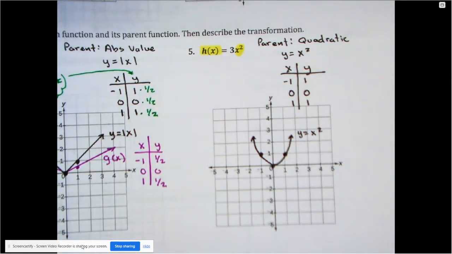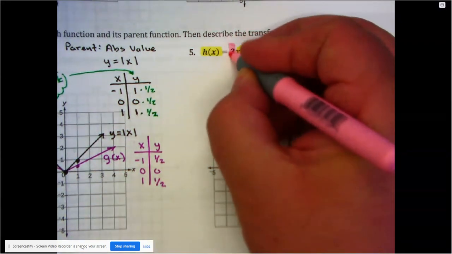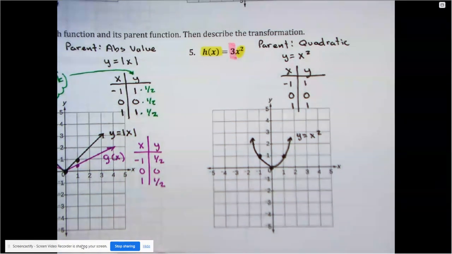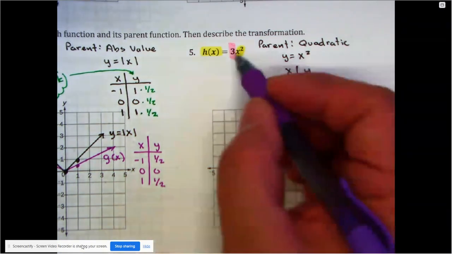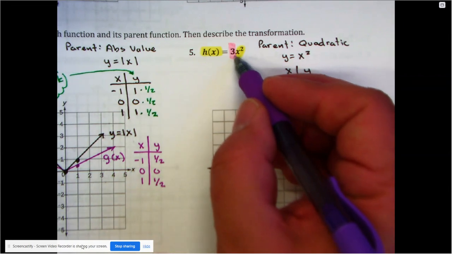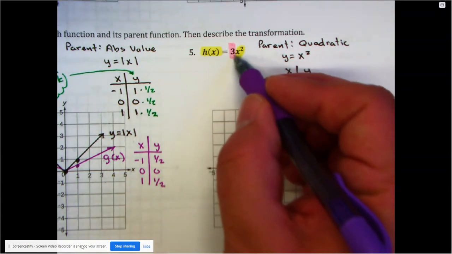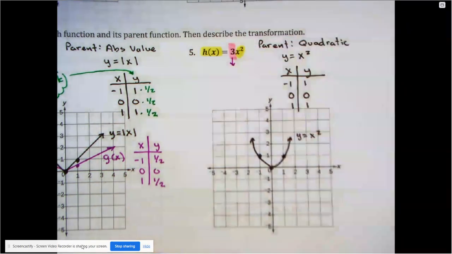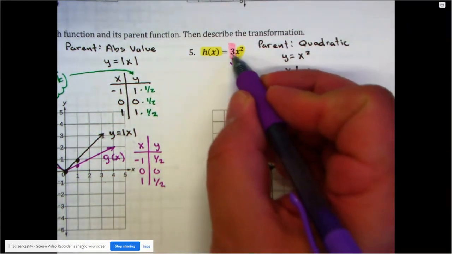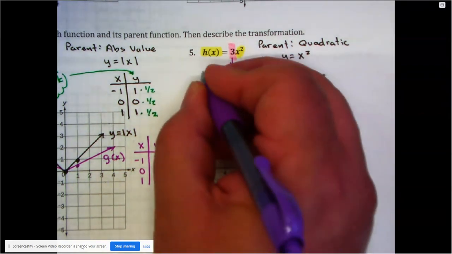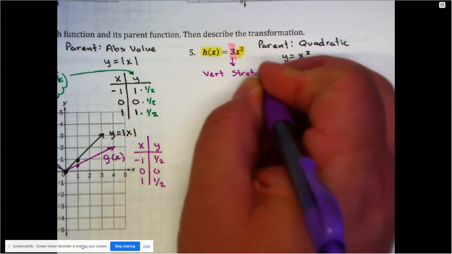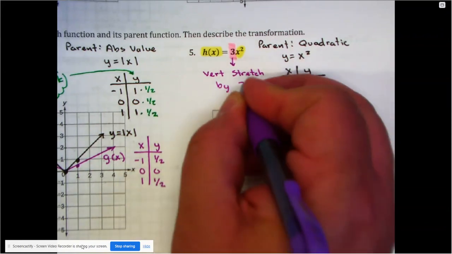Now, we see a 3. We know that 3 is having an effect on our graph somehow. So when I look at that 3, the question is, okay, it's on the outside, so it's not side to side. There's no plus or minus, so there's no up and down. This right here is either a stretch or a shrink. But because this number is bigger than 1, we know that this is a vertical stretch by a factor of 3.